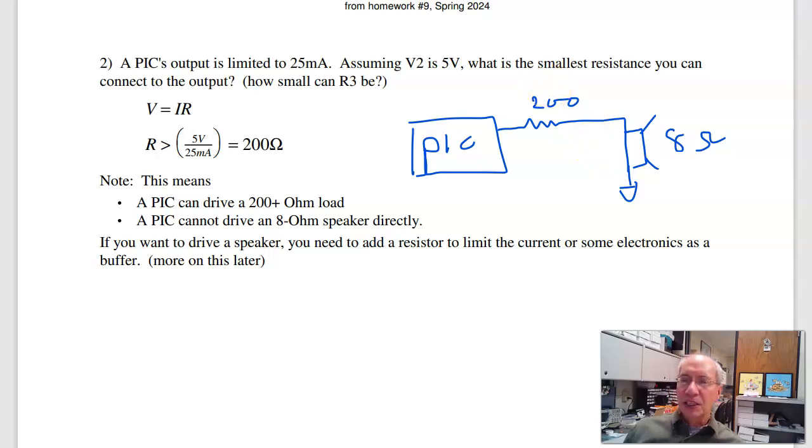Another option is I could add a buffer circuit. This is something we're going to cover a little bit later. This is what you do in electronics. I'll add a buffer. That's a transistor or an H-bridge. That then drives the speaker. But I can't drive it directly.